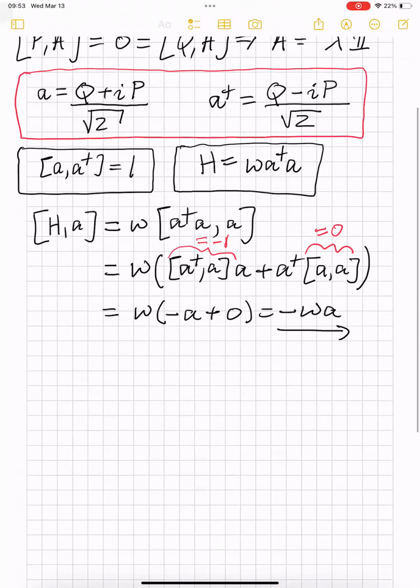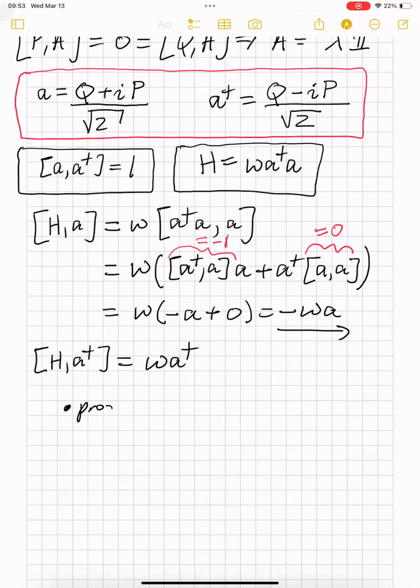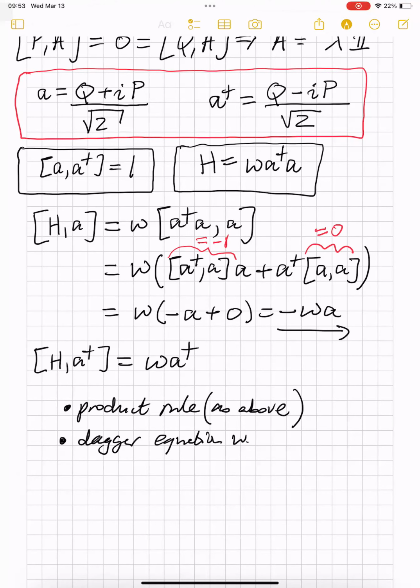I want you to calculate another commutator: the commutator of H with A dagger. This is going to be good practice for you, and you'll get omega A dagger. There are two ways that you can do it. In the first way, you can use the product rule as above. So try that. It's just some simple algebra, but it's a nice thing to go through. And then the second thing that you can do is you can dagger the equation we have.